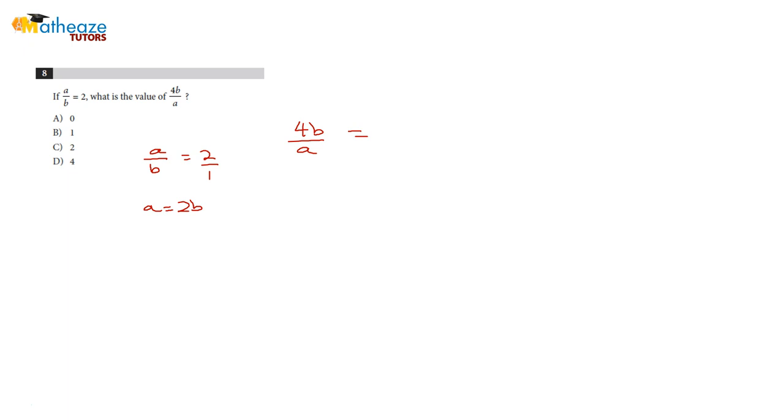So here we can already establish that a is equal to 2b. So we're just going to substitute a with 2b. So 4b divided by 2b. So b crosses out, and then 4 divided by 2 is 2. So that gets us to C.